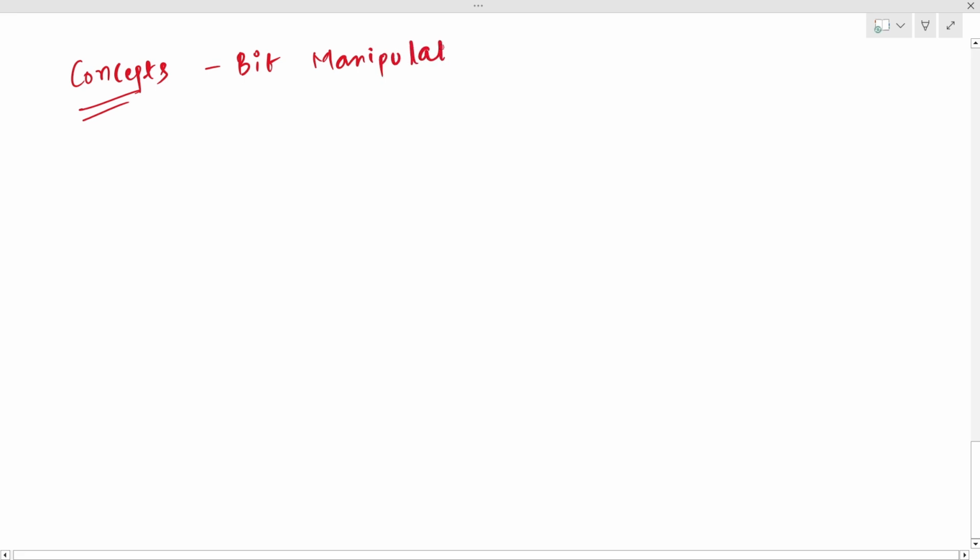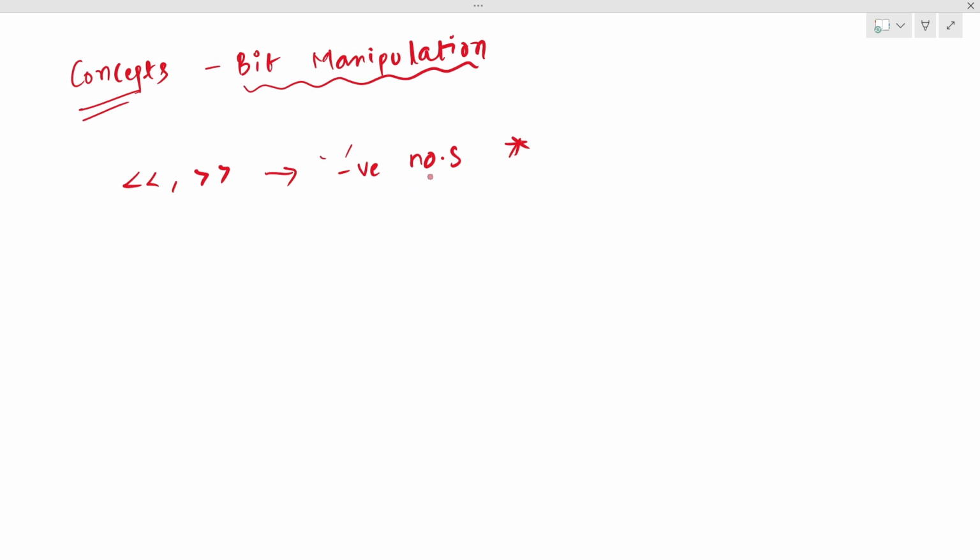Before telling the concepts, I want to tell you some simple facts based on the previous discussion. You have left shift and right shift. Remember one thing: you cannot do left shift and right shift with negative numbers. This is one of the most important things that you need to remember. Because it is completely logicless, because you are doing left shift and right shift, of course you can apply operations with negative numbers.